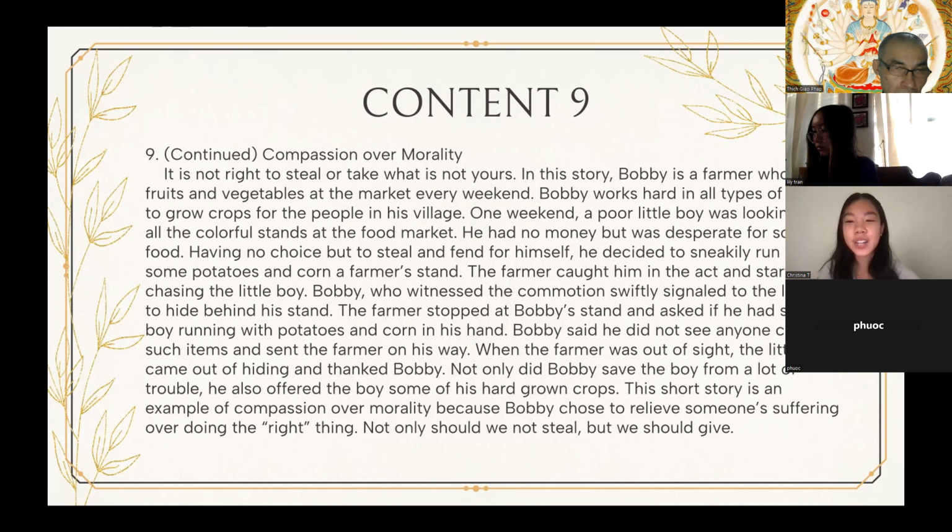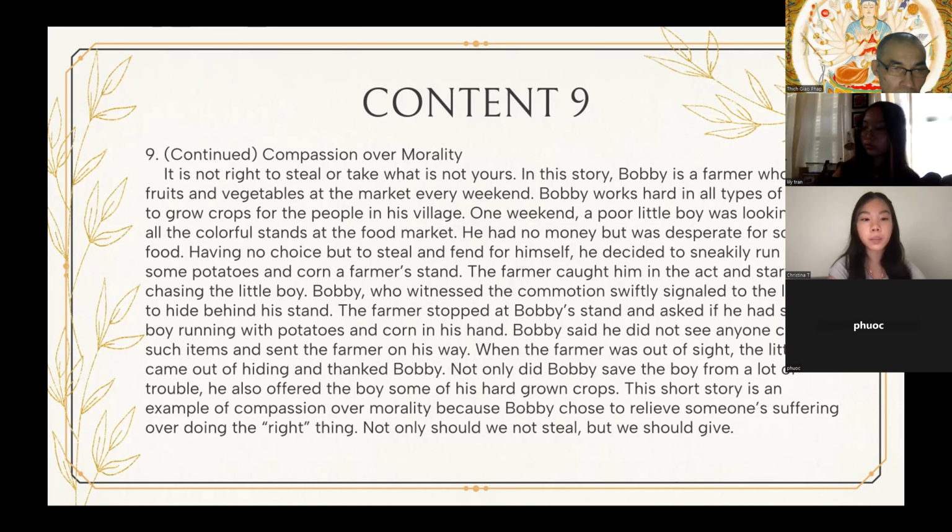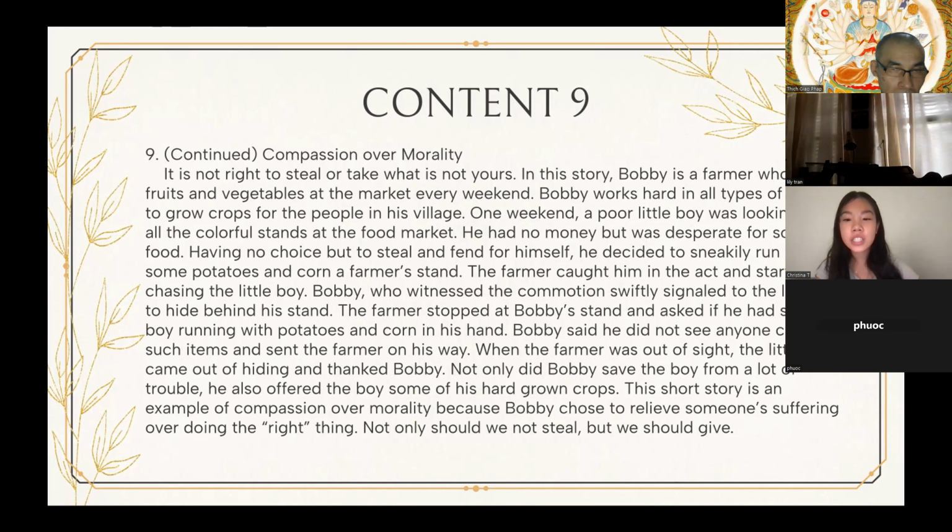Bobby said he did not see anyone carrying such items and sent the farmer on his way. When the farmer was out of sight, the little boy came out of hiding and thanked Bobby. Not only did Bobby save the little boy from a lot of trouble, he also offered the boy some of his hard-grown crops. This short story is an example of compassion over morality because Bobby chose to relieve someone's suffering by doing the right thing. Not only should we not steal, but we should give.